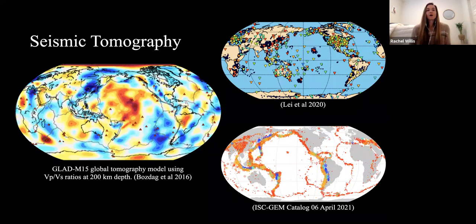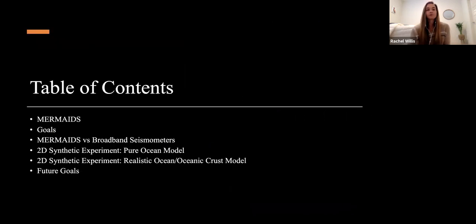And so this is why we need to start investigating emerging data from new technologies, such as mermaids. In this project, we investigate if mermaid data can be used to improve global tomography and to help us better understand the interior of the Earth. Next, I'll talk about mermaids and the goals of this project. I'll compare mermaids with broadband seismometers and show some synthetic experiments. Then I'll discuss future goals.